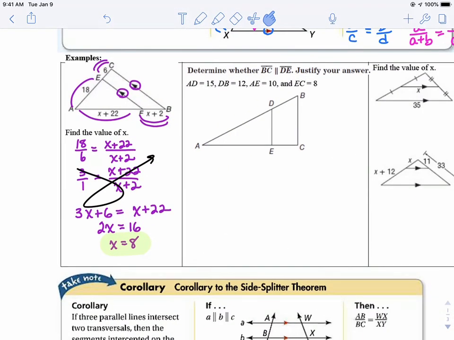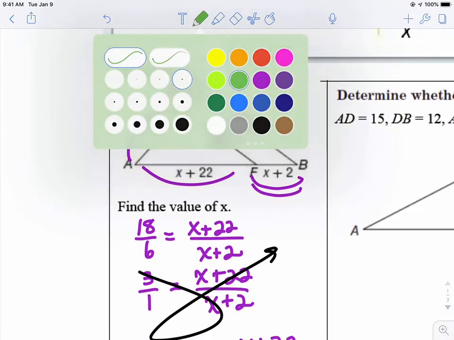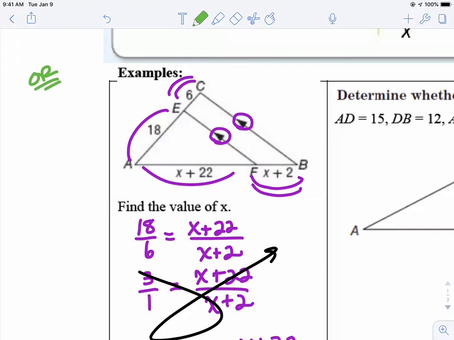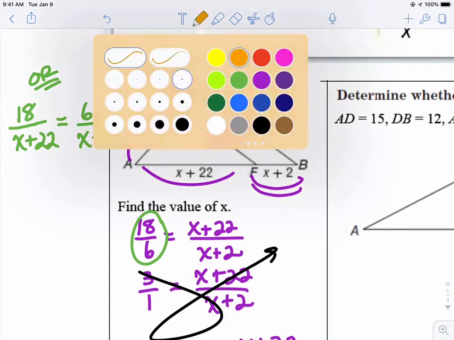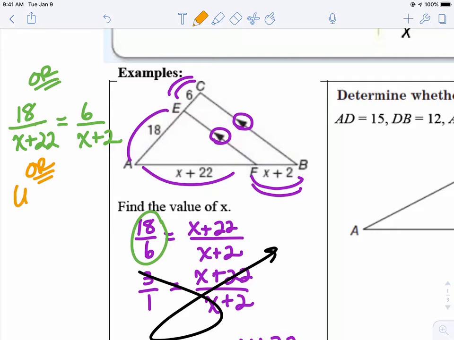Now, you could have done 18 is to x plus 22 as 6 is to x plus 2. It would have worked if you had done that, 18 to x plus 22 and then 6 to x plus 2. That would be fine. It's just that I chose to compare the 18 and the 6 because that simplifies nicely. You could also, if you prefer, use similar triangles.